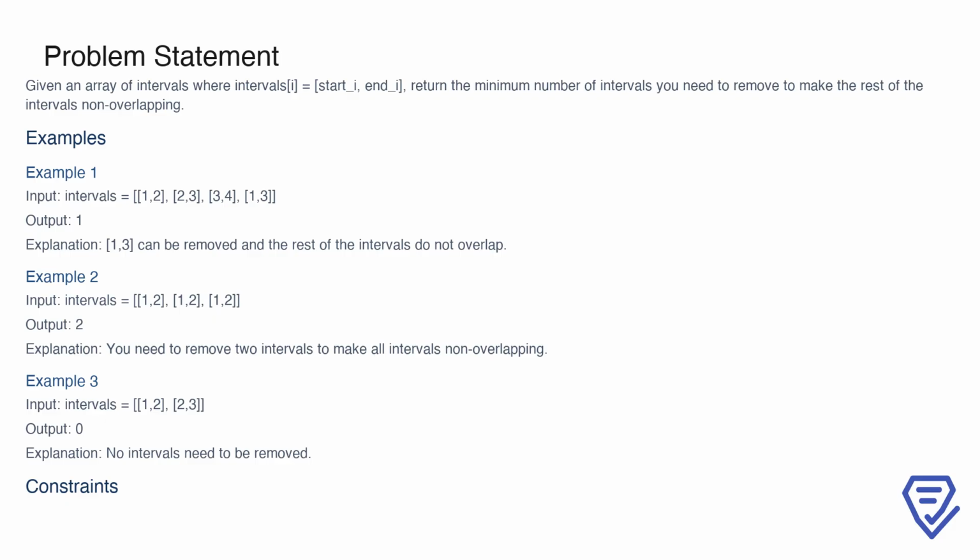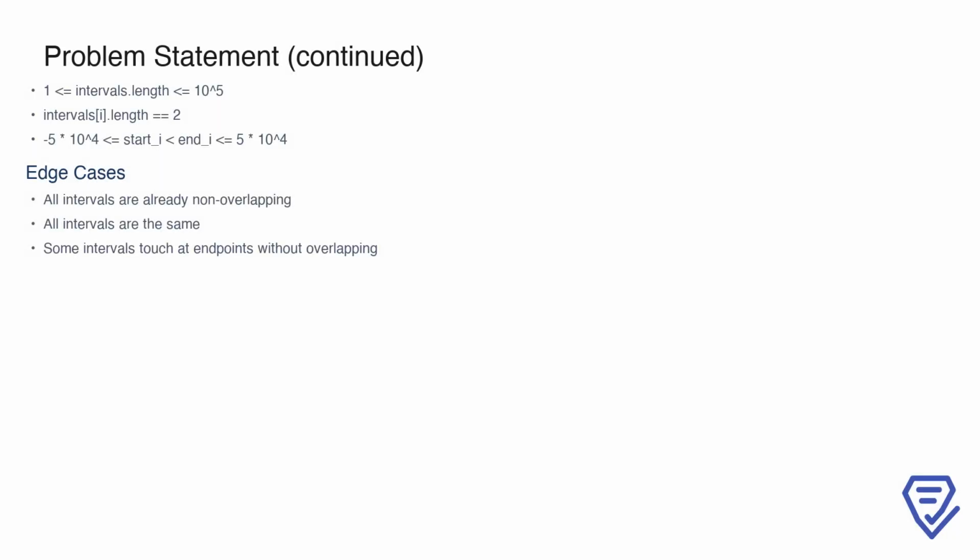In the first example, the intervals are [1,2], [2,3], [3,4], [1,3]. If we remove [1,3], the remaining intervals [1,2], [2,3], and [3,4] have no overlap. In the second example, all intervals are identical: [1,2], [1,2], [1,2]. There are overlaps, so we must remove two intervals, leaving only one. The third example, [1,2], [2,3], needs no removal as they are non-overlapping.